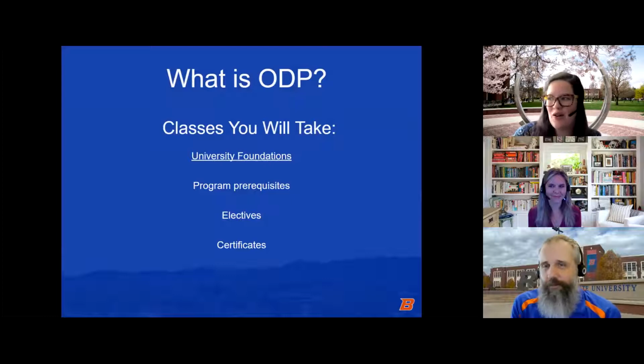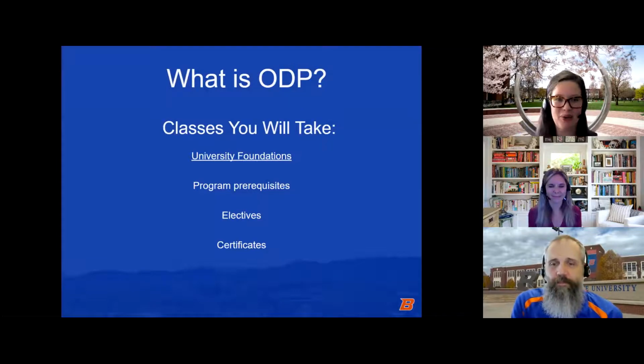All right, now what is the ODP program? As most of you know, this is the online degree pathway program, and the purpose of this program is to help students to complete those university foundational courses. So it is a bridge program. Other courses that you might be taking are if the program you're going into has prerequisite courses, maybe some elective courses, or if you plan on pursuing a certificate, you might be taking some courses as well in the online degree pathway program.